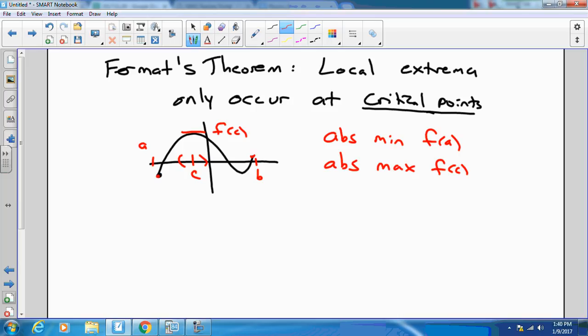In other words, any absolute max or min that is in the interior is also a local max or min, which means it must occur at a critical point. What's the only other possibility? When it's not in the interior, it has to be at an endpoint. And that's the case with f of a. F of a is not a local min, but that's only because it's on an endpoint of the interval.